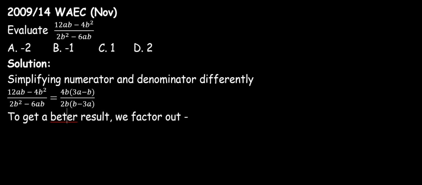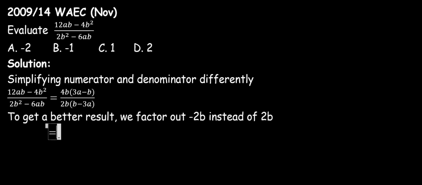To get a better result, we factor out minus 2b instead of 2b. Then we'll be left with 4b into bracket open 3a minus b at the numerator. And at the denominator, we'll now be left with minus 2b into bracket open 3a minus b. Having achieved this, 3a minus b will cancel out at the numerator and denominator, and b will cancel out. And 2, we also divide 4, you'll be left with 2. And with the minus applied, the final result will be minus 2.